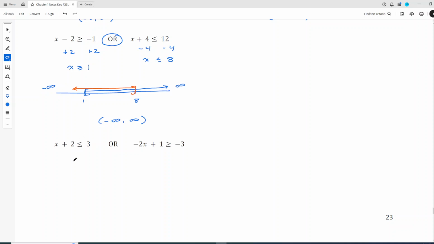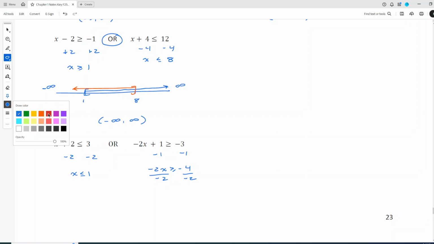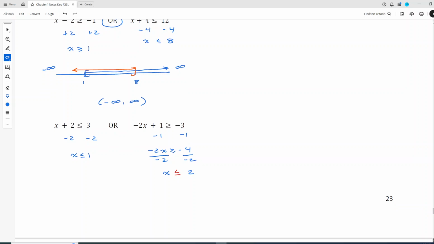All right, last one. So for this one, again, I have that linking word or, minus 2, x is less than or equal to 1. And then for this one, I'm going to minus 1, negative 2x is greater than or equal to negative 4. Then I'm going to divide both sides by a negative number, which means I'm going to flip my inequality. And you end up with x is less than or equal to 2. All right, and then let's sketch this compound inequality. Let's do it over here.